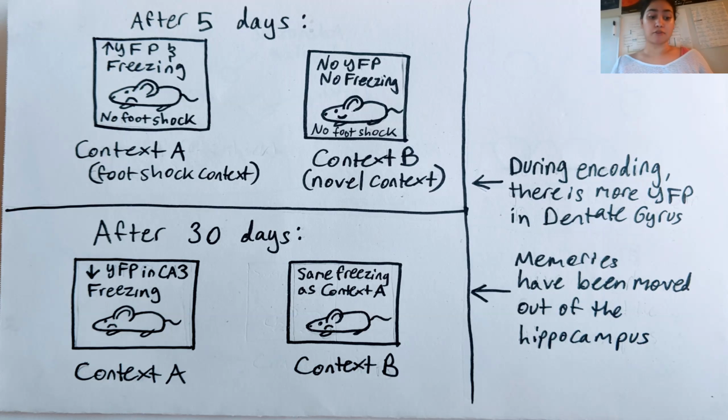This shows how the memories were moved out of the hippocampus as time went on and were no longer localized in CA3 anymore after 30 days. And they're also correlated with a lessened ability to discriminate between the real context where they experienced the fear and the similar context where they did not experience the fear. This generalization process occurs with the transition from short-term memories to long-term memories.